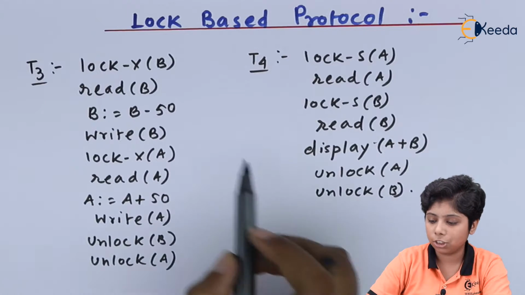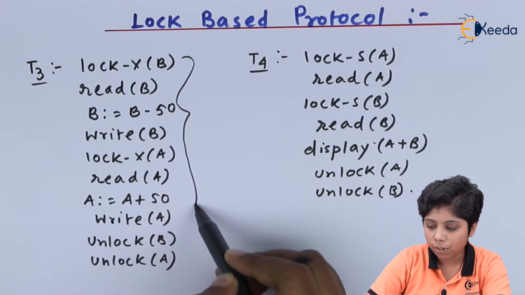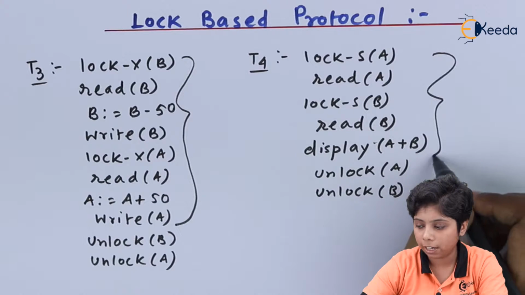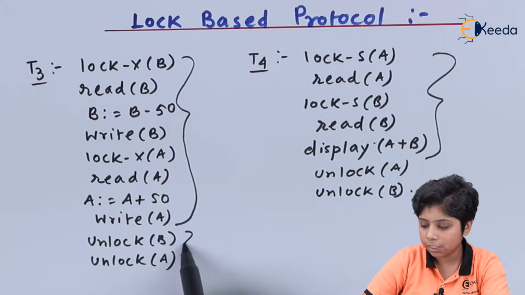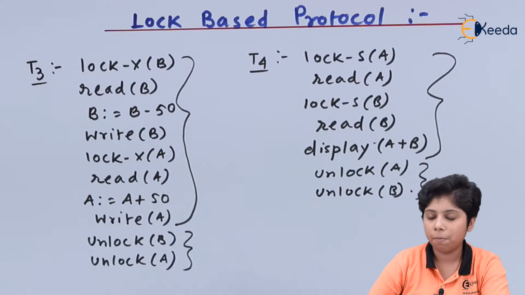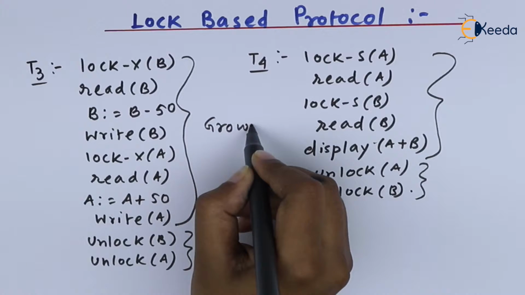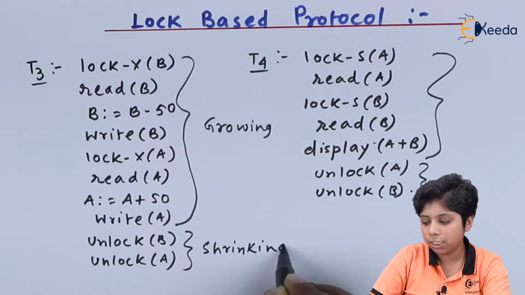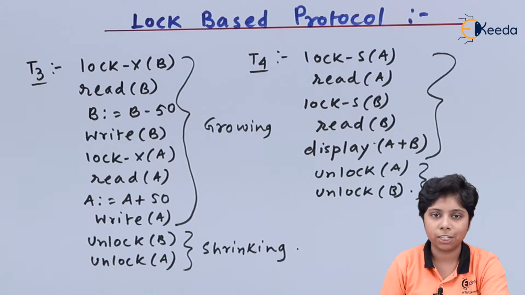In each of these transactions, in this first phase we are only acquiring the locks, and here also we are only acquiring the locks. And in this phase we are releasing the locks, because it is the shrinking phase. So the growing phase and the shrinking phase are present in both of these transactions.